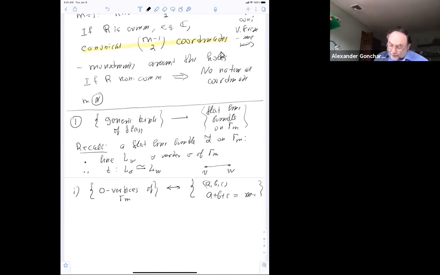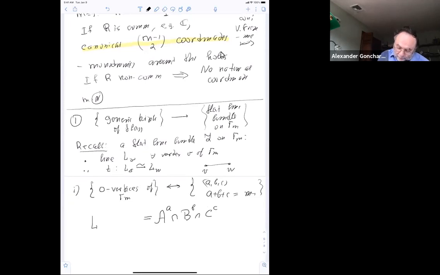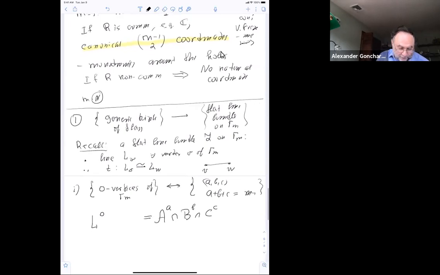Now, since A plus B plus C is M minus 1, it asks for introduction of a line, and the line is the intersection of the corresponding subspaces of the flag. And we want to denote this line L by putting this white vertex there and putting indices of this white vertex. So these are the lines which are going to sit over white vertices.